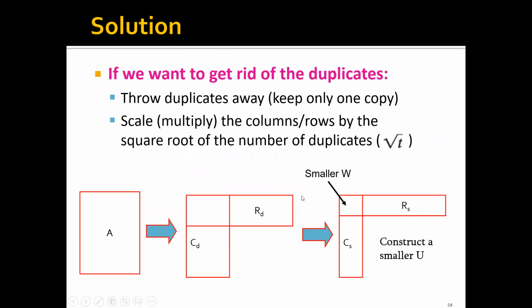Specifically, if we want to get rid of the duplicates, we can just throw the duplicates away and keep only one copy. Then we can scale or multiply this one copy of columns and rows by the square root of the number of times of these duplicates. Basically, after doing this, we can get a smaller intersection of this C matrix and R matrix, and therefore construct a smaller matrix U.